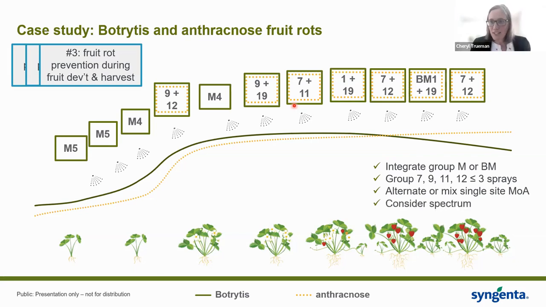And then also considering spectrum. So in this example, we're assuming that botrytis and anthracnose are both a concern, especially later in the growing period. We're thinking about getting into warmer conditions, and then that anthracnose risk starts to increase along with the botrytis. So the boxes with green and yellow mean that we're covering the spectrum for both.